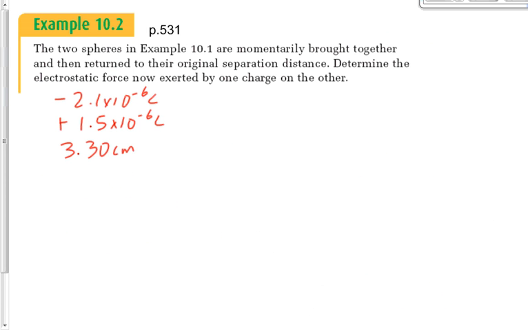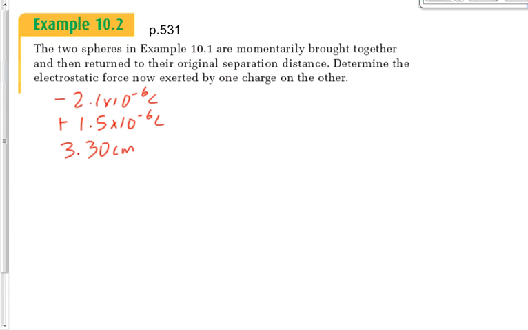Listen, if we're dealing with the same charges at the same distance, isn't the force going to be the same as in the last example? Isn't this just a repeat of the last example? What's different about this question than 10.1? 10.1 said, here's a charge, here's a distance, what's the force between them? What's different about this one? They touch each other. So what?